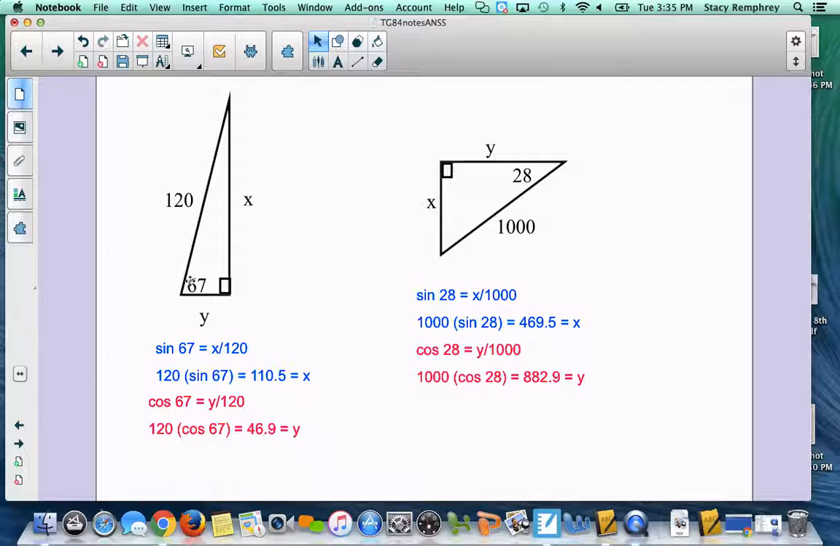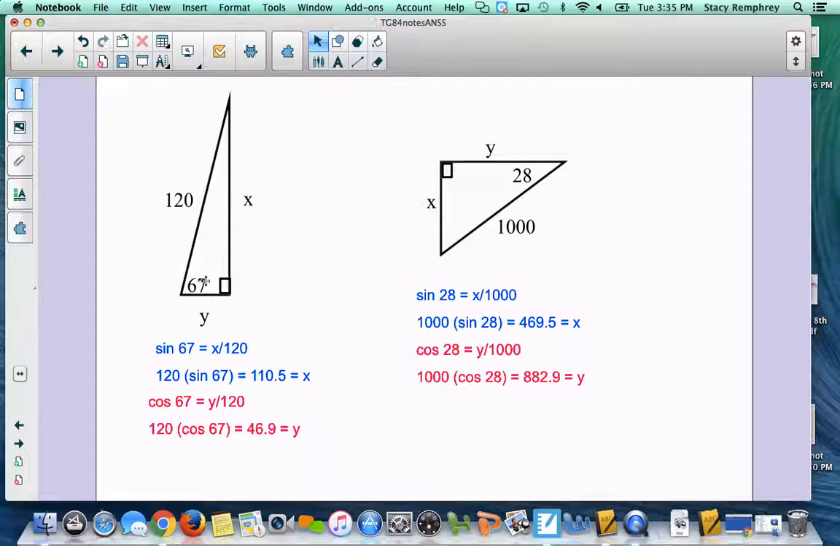When I'm looking for side y, I'm going to use the 67 again. I do not recommend using the Pythagorean theorem with this side you calculated and the 120. Remember, you rounded this. And because you rounded that, you're going to lose accuracy on what y actually is if you use rounded numbers.